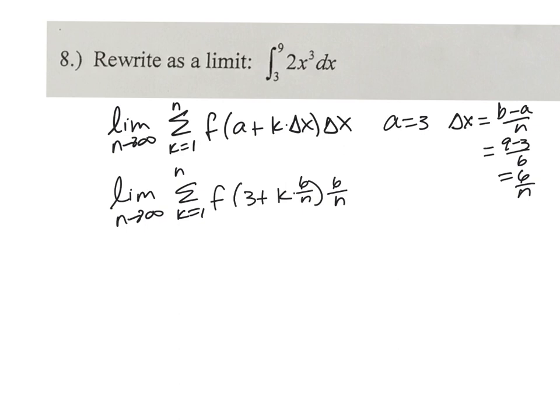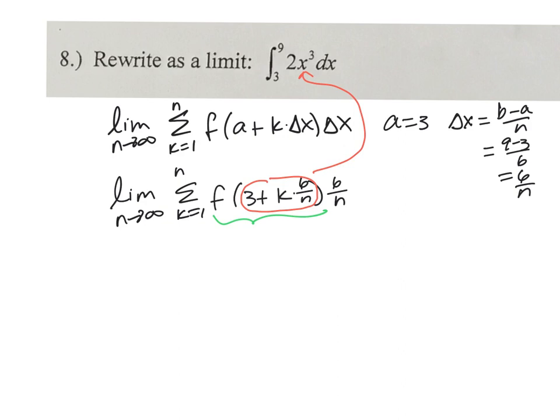So now what we're going to do is take this and evaluate this function. So we're going to take our x, our input, which is 3 plus k times, actually we could call it 6k over n, and we're going to put that in right here. When you evaluate a function, you just put the input in where x should be.